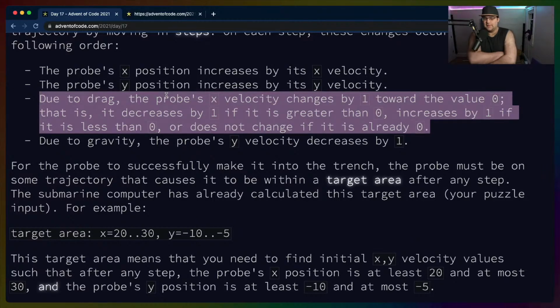I don't think I understand what this is saying. The x velocity changes by 1 toward the value 0. That is, it decreases by 1 if it is greater than 0. It increases by 1 if it is less than 0. Or does not change. Okay, so it goes to 0 and then stays at 0, basically.